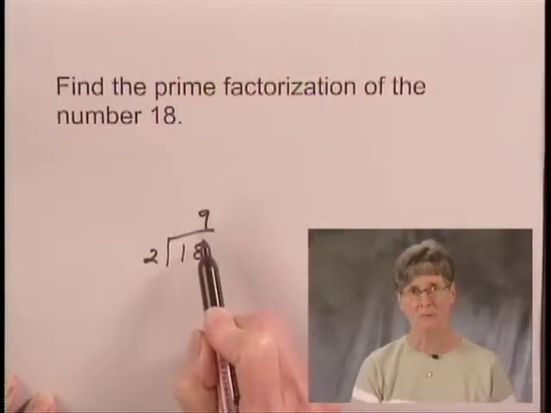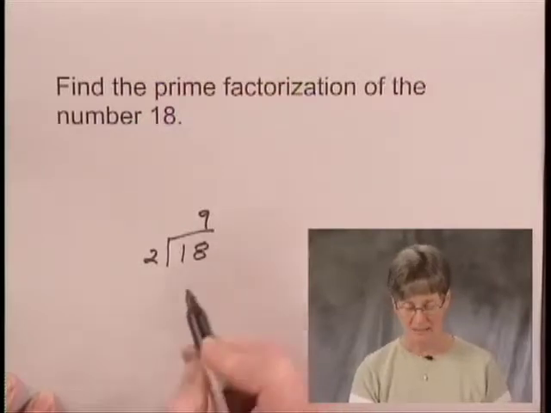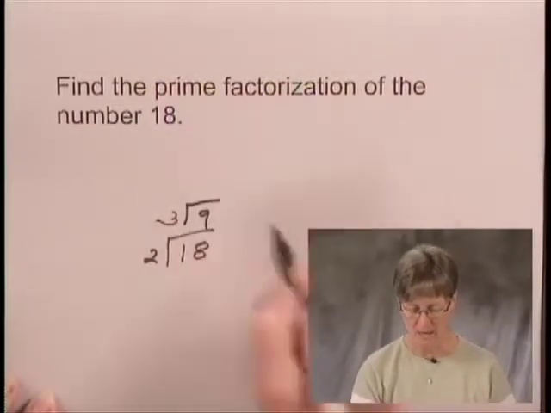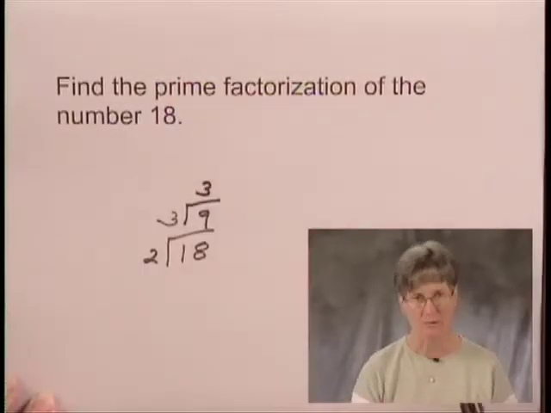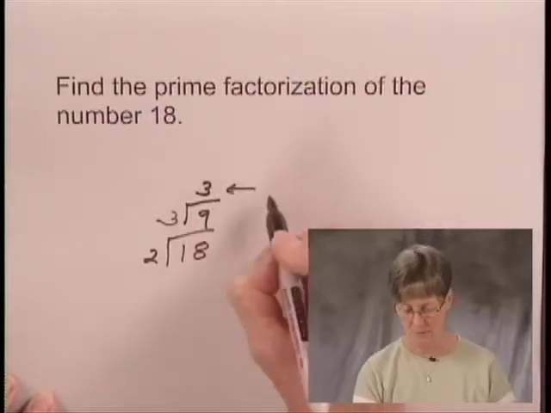9 is not divisible by 2, so we'll move to the next prime number, which is 3. 9 is divisible by 3, so we'll take 3 into 9, and we get the number 3 for a quotient. And we see that the number 3 is a prime number.